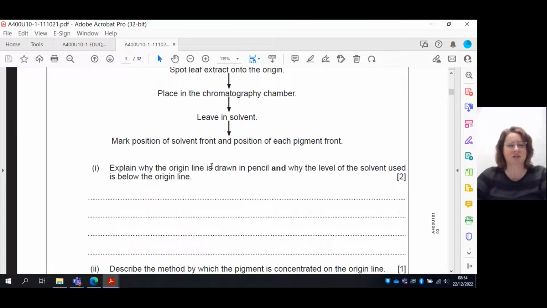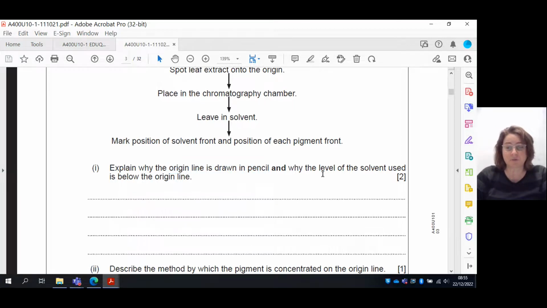And your actual question is worth 2 marks: why is the origin line in pencil? That's your first mark. How do you get to that one? Pencil does not dissolve in the solvent. It will not run. It will not, like the pigments, rise. It will just stay there and do nothing. It will not dissolve in the solvent.